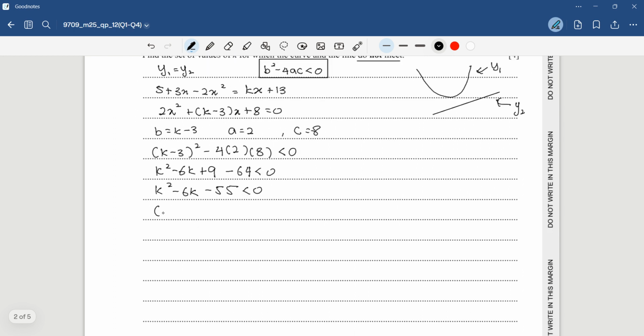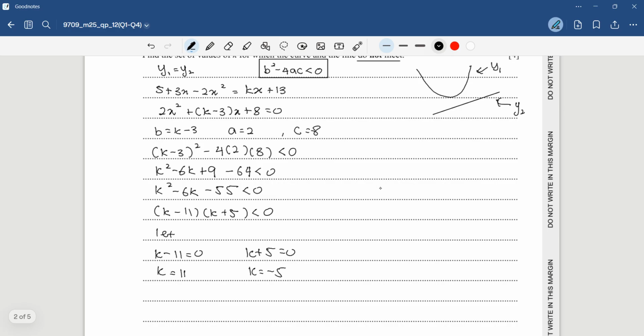So you factorize this: (k minus 11)(k plus 5) less than 0. To find the critical values of k, we let k minus 11 equal to 0, so k equals 11, and k plus 5 equal to 0, so k equals negative 5.